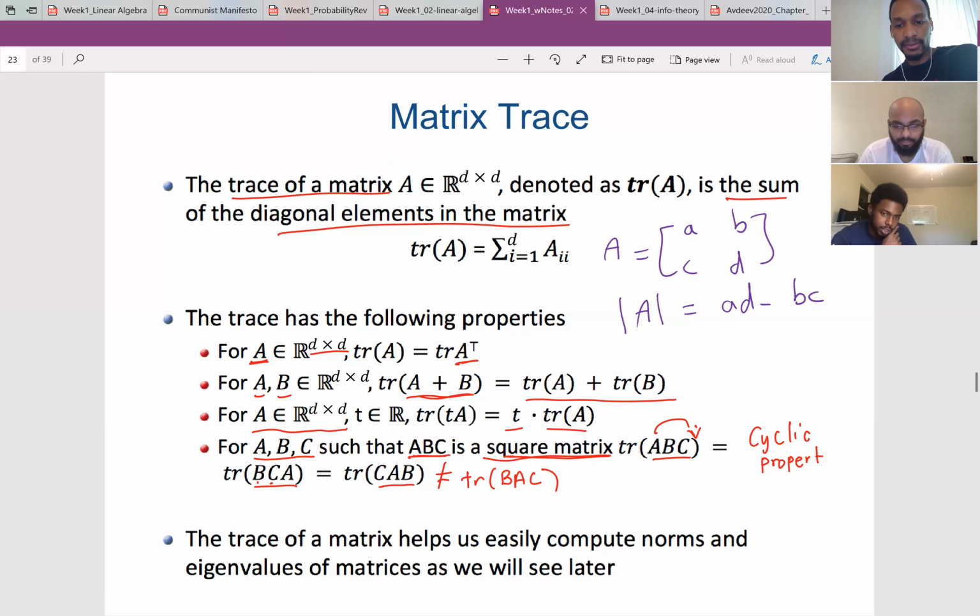Can you remind me, a square matrix is one that has the same length rows and columns? Is that all? That's all, yeah. Okay.